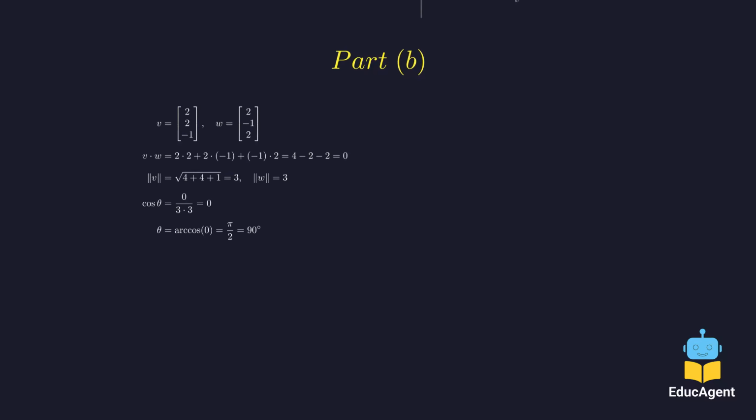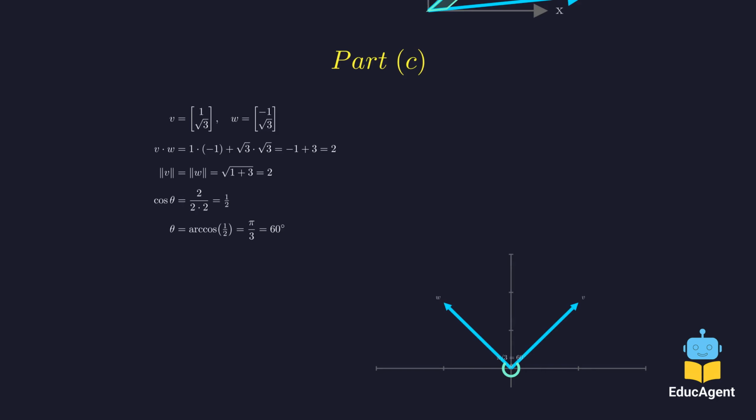Part B. A three-dimensional example. The dot product is 0, so the vectors are orthogonal and the angle between them is 90 degrees. Because the dot product is 0, these two vectors are orthogonal and the angle between them is 90 degrees.